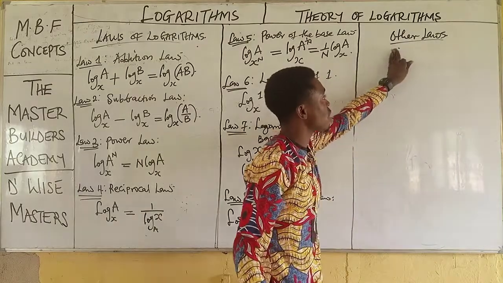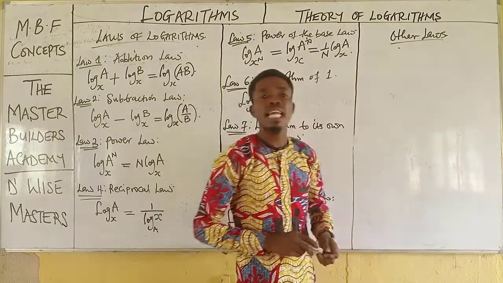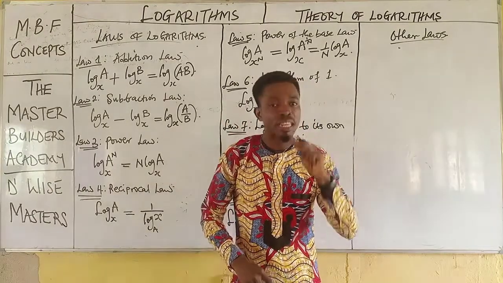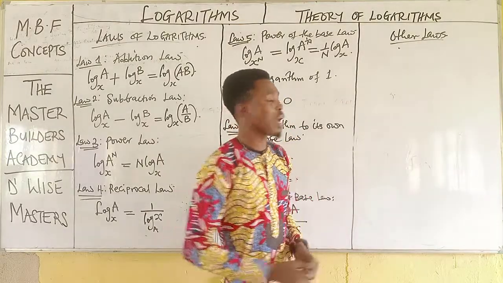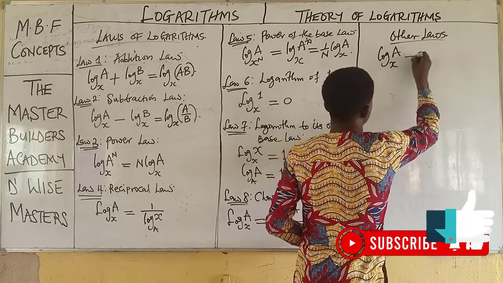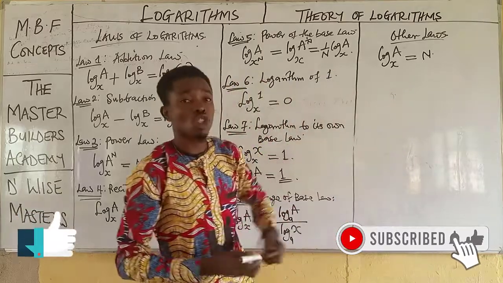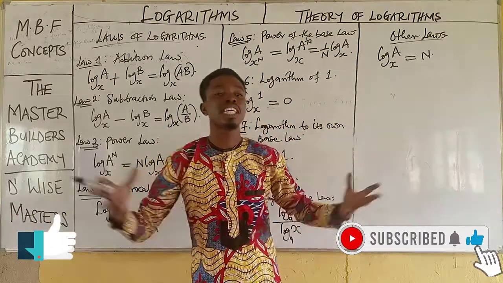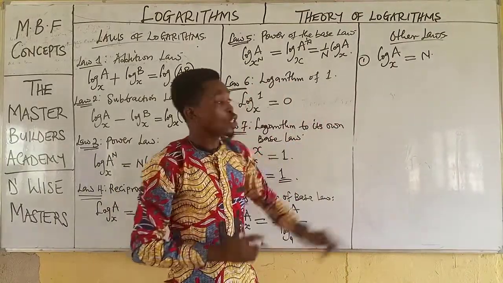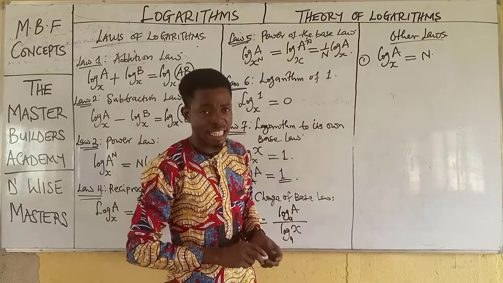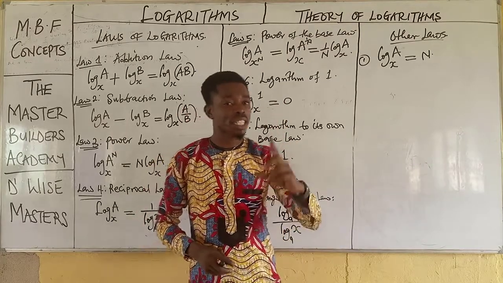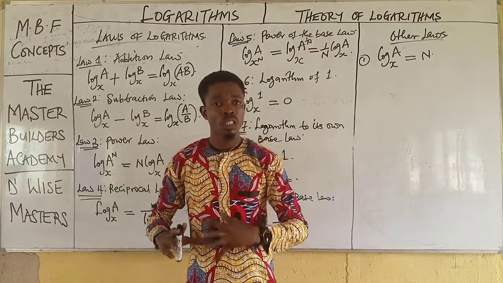Now, we have other laws. Like I explained earlier, these other laws are applicable to logarithms involving equations. What do I mean? If, for instance, I have log a base x is equal to n, you find out that an equation always comes in anytime you have an equals sign between numbers. So this is the first law under equation. Anytime you have this, understand that a logarithm can also be converted to index notation. You know, when we're dealing with indices, we have what we call index notation.